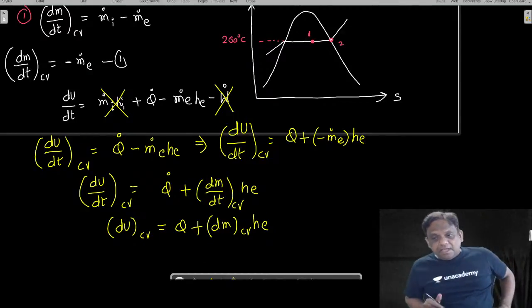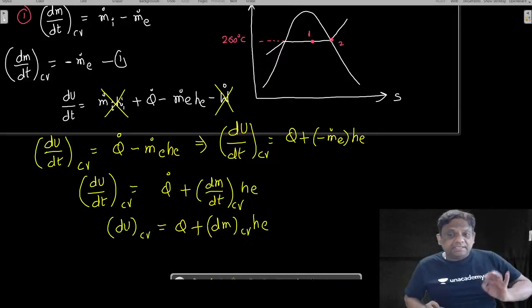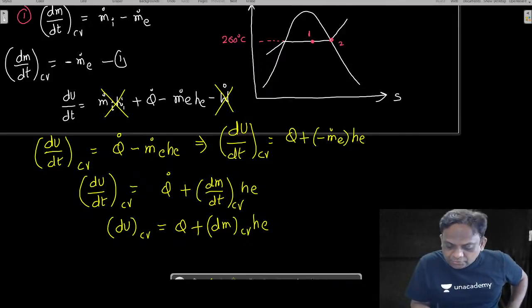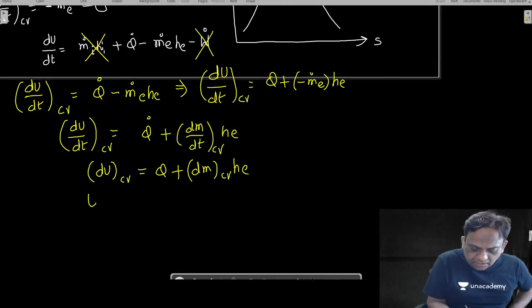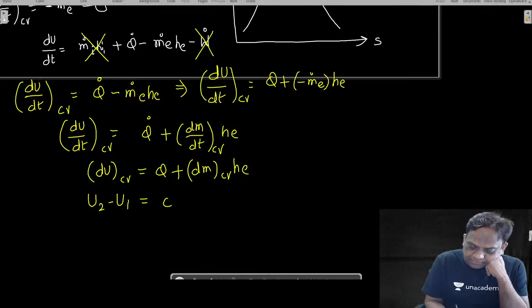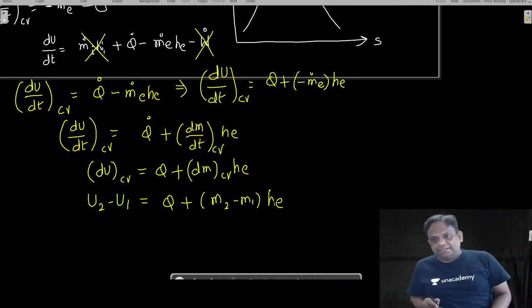Wonderful. Can you tell what is the meaning of du? It is the change in control volume. So I will write this as U2 minus U1, because it is the internal energy change in control volume. U2 minus U1 is equal to Q plus dm. What is dm? M2 minus M1 into HE.